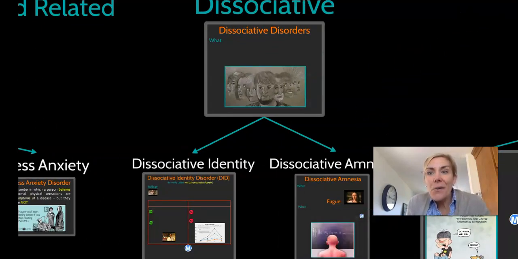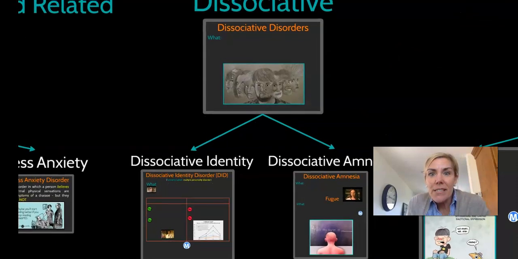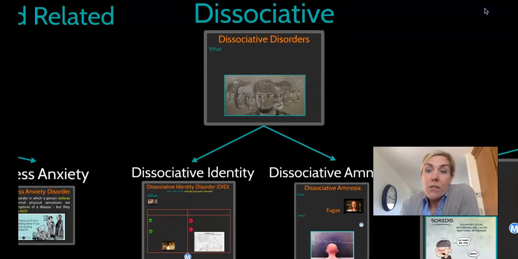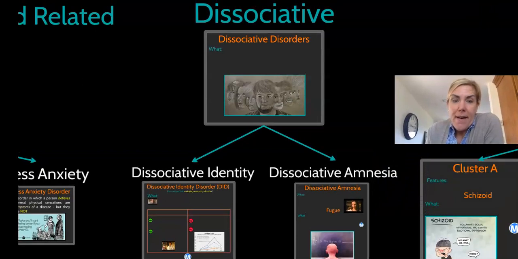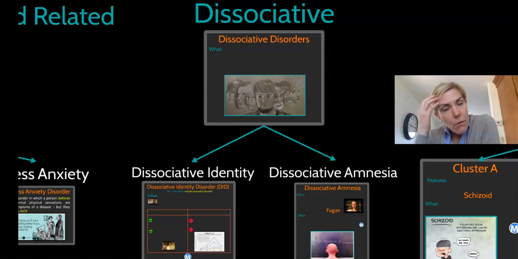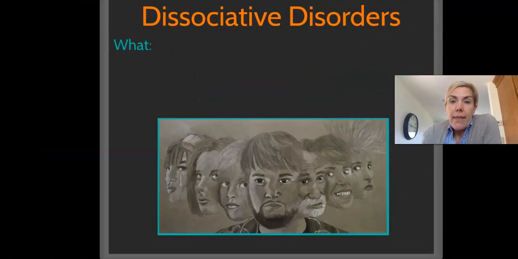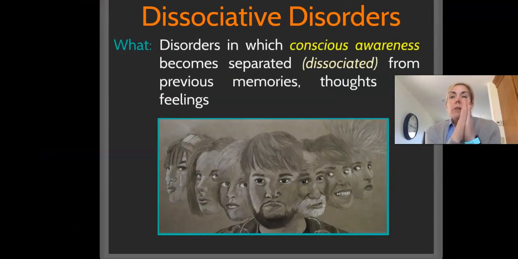Okay, the next category I want to talk about is dissociative disorders. In dissociative disorders, it's most commonly dissociative identity disorder, and then dissociative amnesia, or there's another one in there that's dissociative fugue. So dissociative disorders in general are disorders in which your conscious awareness is separated, dissociated, from your previous memories, thoughts, and feelings.